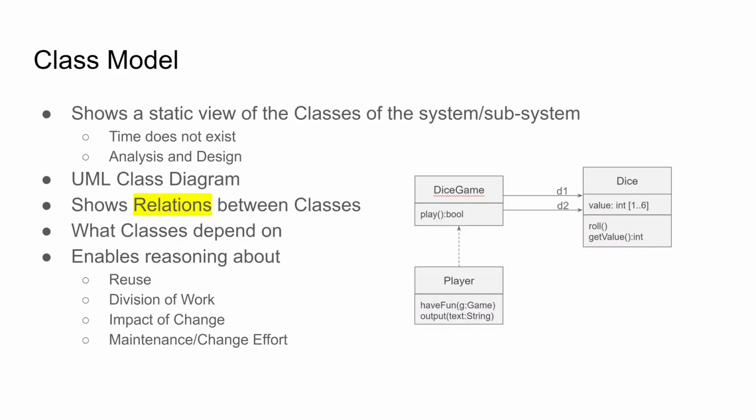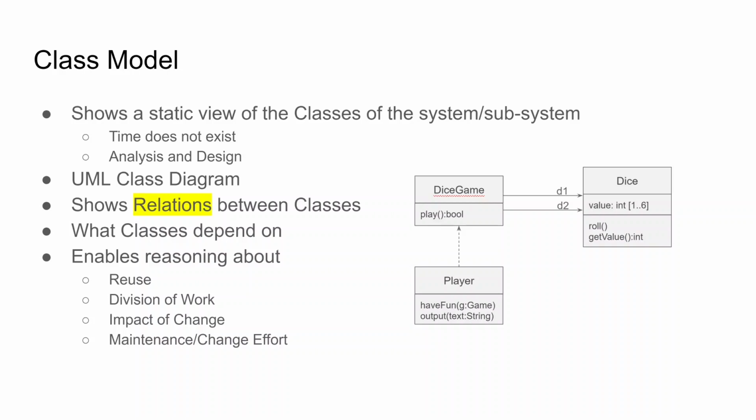The first model is the class model, and as I've said before, this model shows a static view of the classes of the system and the subsystems. In a static model, time does not exist. So there is no notion of time here. So we can use the class diagram for analysis, as we saw in the little dice game, and in design, and quite detailed design also.